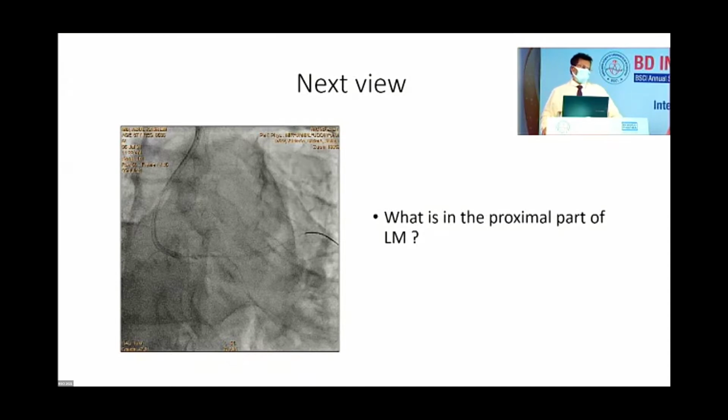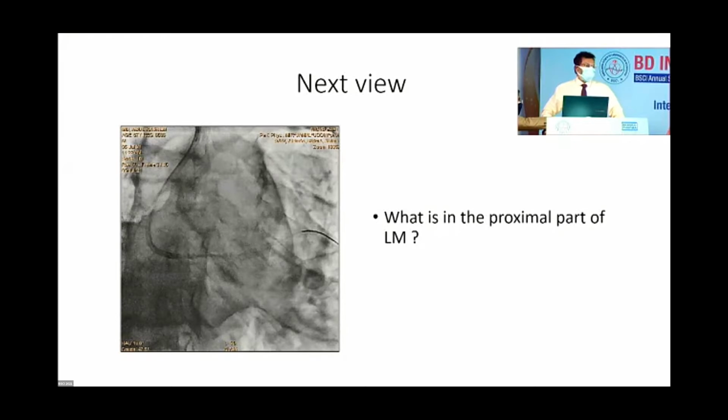But this is the scenario. Whenever I noticed something in the left main, I was entering with a 4 mm balloon, but I could not reach the LM. Then I carefully saw that there is something in the LM, meaning the stent deformation. The stent was deformed in the LM, making it like a ghost shadow.